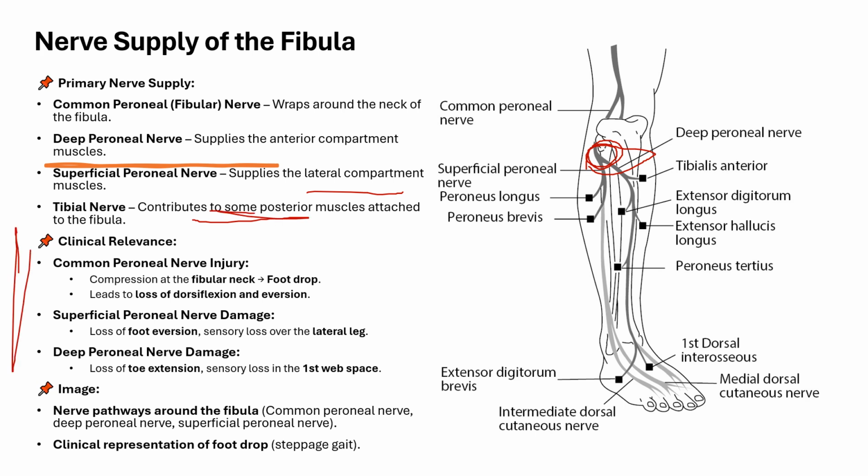There is a clinical relevance of the fibula in common peroneal nerve injury. Whenever a person has a fracture of the neck of the fibula, it generally injures the peroneal nerve, and due to that nerve injury there is foot drop, and in the foot drop condition we lose dorsiflexion and eversion.